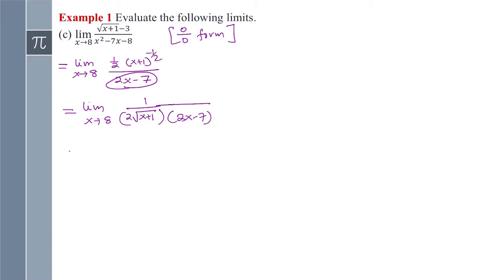Now if we do the substitution, we are not going to get 0 over 0 anymore, so we get 1 over, when I put 8 here, 2 times square root of 9 is 3, so 2 times 3 is 6, times here 8 times 2 is 16 minus 7 is 9. So that gives us 9 times 6, 54. Sometimes it's hard to do this math, right? So it is 1 over 54. That is the limit of that function.